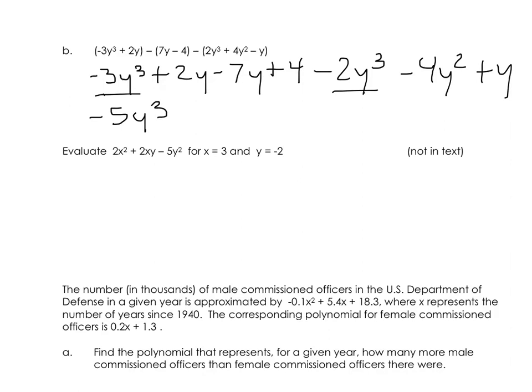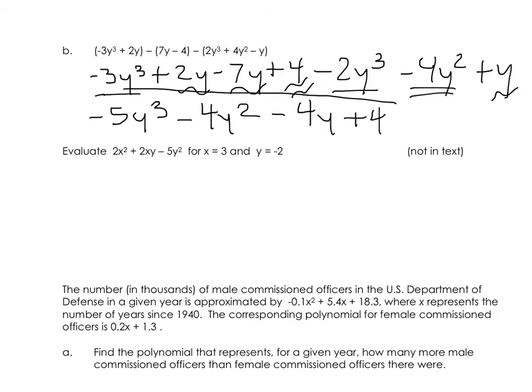Let's see, we're looking for y squares. There's only one, so it's minus 4y^2. What about the y's? 2y minus 7y is minus 5y, plus y is minus 4y. And finally, plus 4. And that's our answer.